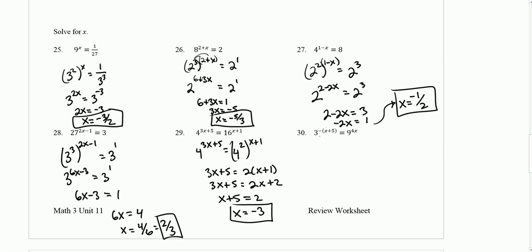Number 30, I'll distribute the negative and you get 3 to the negative x minus 5 is equal to 9, which is 3 squared to the 4x. So negative x minus 5 is equal to 2 times 4x, which is 8x. Add x to both sides. Divide by 9, and you get x is negative 5 over 9.